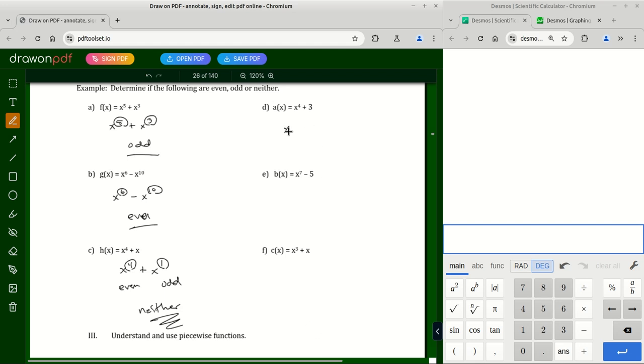Let's do this one. So that's x to the 4 plus 3. How many x's we got? None. Even. Even. Even. We got it. All right, here we go again. X to the 7 minus 5 to the x to the what? X to the what? Come on. 0. It's 0 because there's no x's there. It's nothing there. Odd.